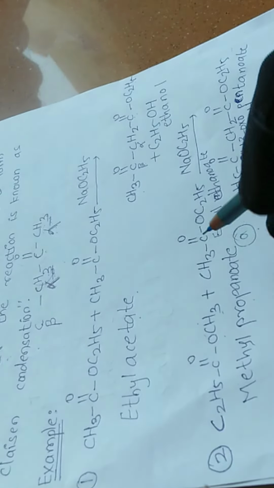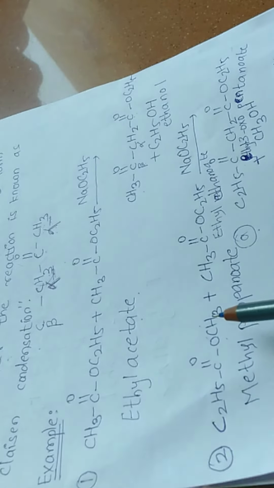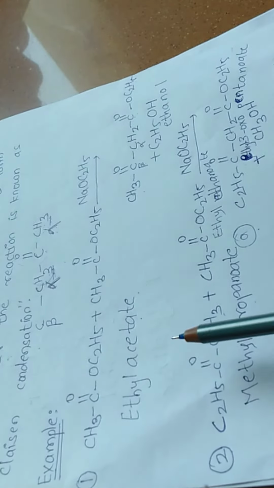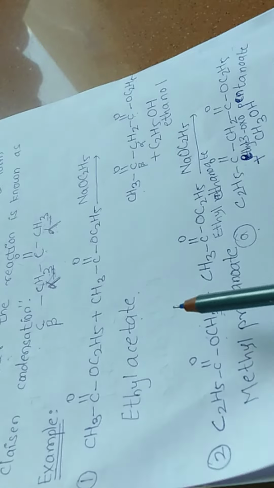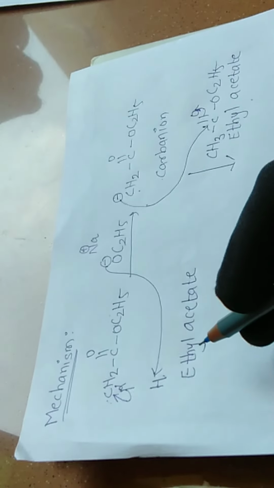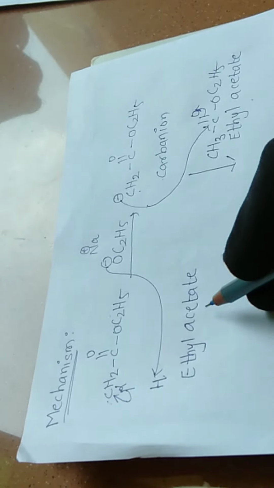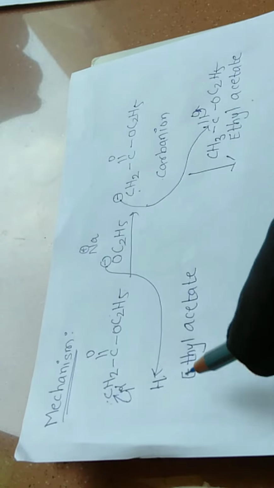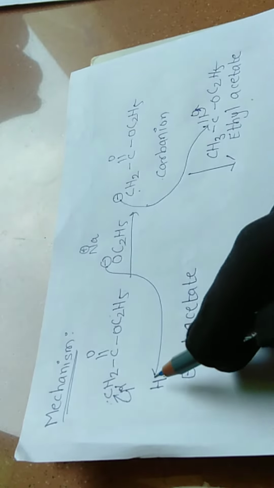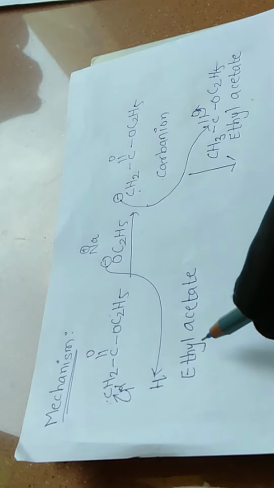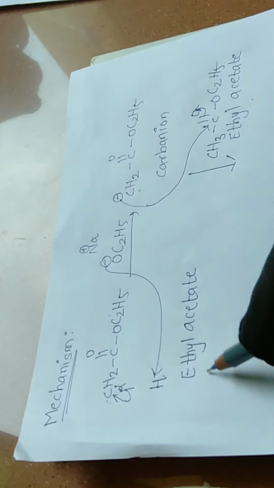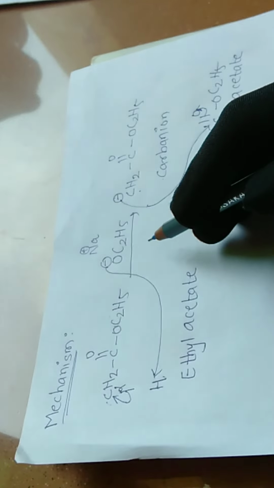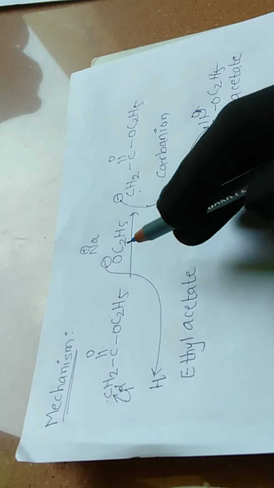This will be more understandable by taking the mechanism of this Claisen condensation. So let's go. Here you will understand it better. I have taken here the mechanism of the first example. We have taken two molecules of ethyl acetate, which are the same molecules of ester. In the mechanism, you start with one molecule of ethyl acetate, and then you have to add a strong base, which is our sodium ethoxide.